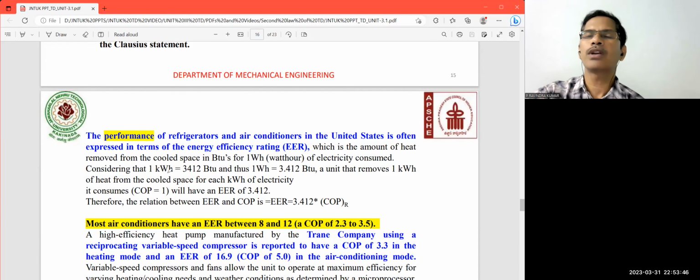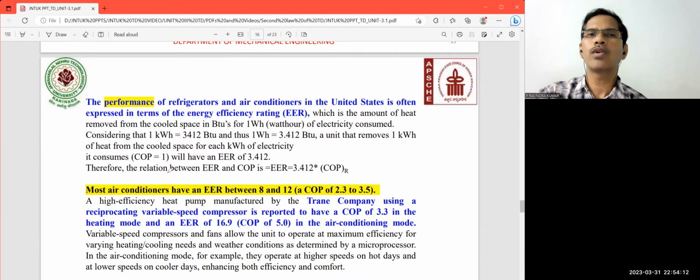Now there is one important parameter, that is the energy efficiency rating. Especially this is used for refrigerators and air conditioners. Mostly this particular technical term is used in the United States, in terms of the British thermal unit. So 1 kilowatt hour is equal to 3412 British thermal units, or 1 watt hour is equal to 3.412 British thermal units. BTU is nothing but British thermal unit.